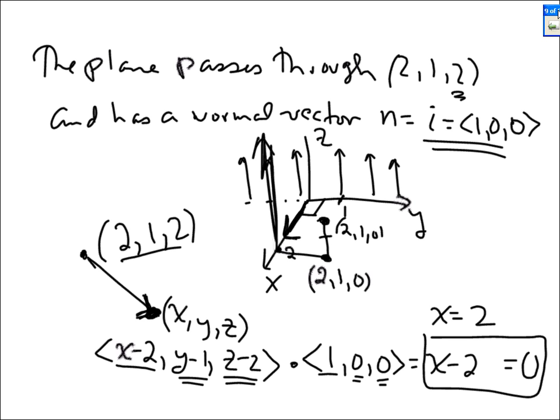But nonetheless, it goes like this. x is always 2. And it crossed not 2, 1, 0, excuse me, but 2, 1, 2. It crosses the point 2, 1, 2. But that's where x is a constant. If you go just straight up, x is a constant. But if you dot the correct vectors, you get the same equation, x minus 2 equals 0.